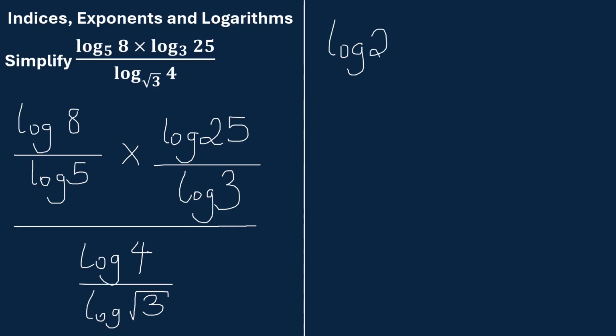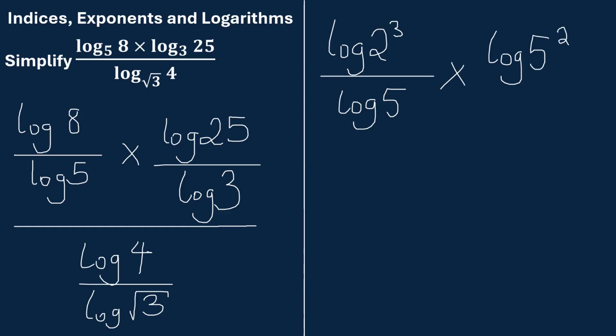Express the numbers 4, 8 and 25 to have a prime number base, such as 2 and 5. Assign the exponents to achieve equivalent index forms. These rules of indices have been explained in previous indices, logarithms and exponents videos, and the links are provided in the description.